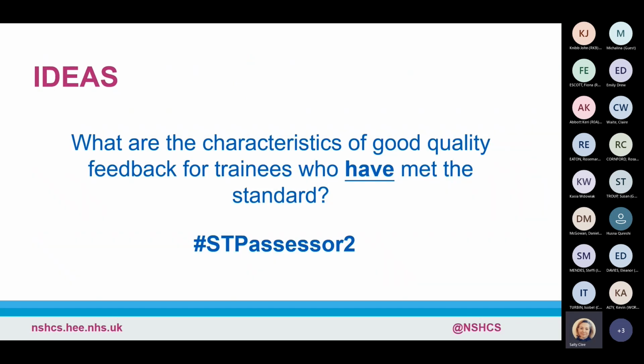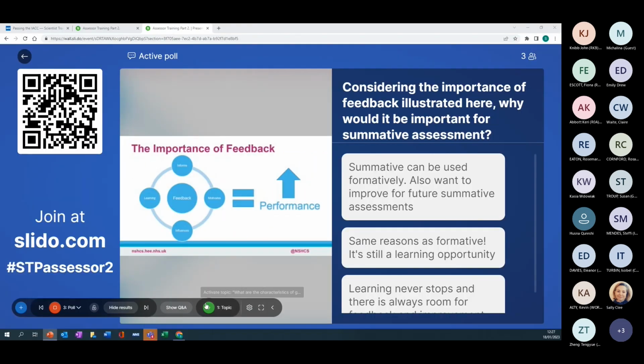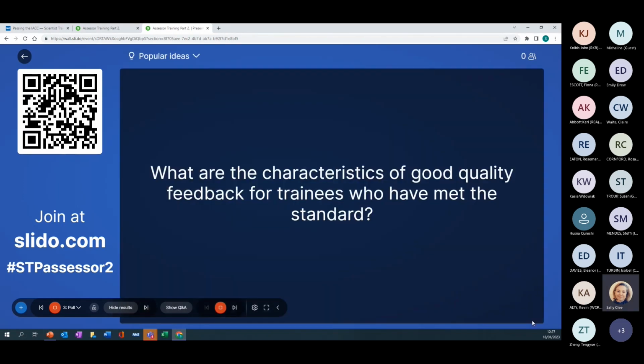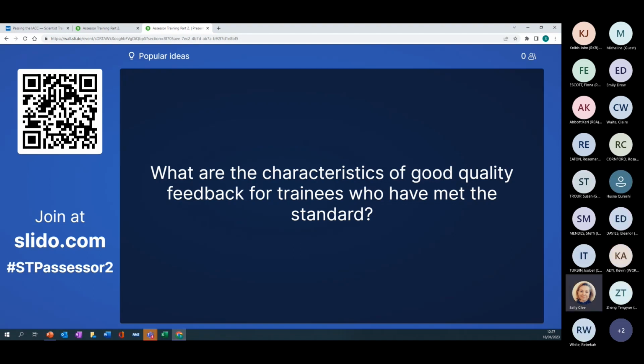So if we have a look now quickly at this, what are the characteristics of good quality feedback for trainees who have met the standard? That can be more of a challenge sometimes. It's easier in some ways to give feedback to trainees who have got gaps because you can identify the gaps. But if they've met the standard, they've passed, what feedback can you give them that will help them move forward? Any ideas?